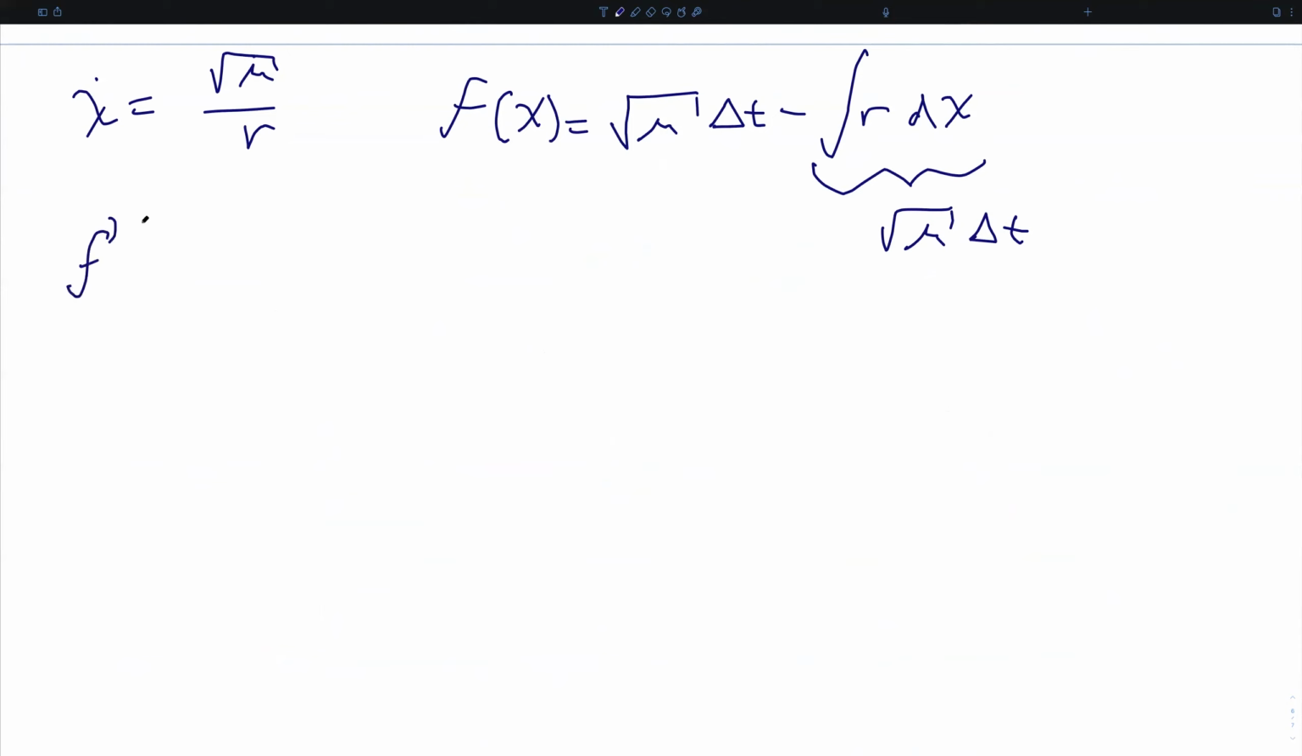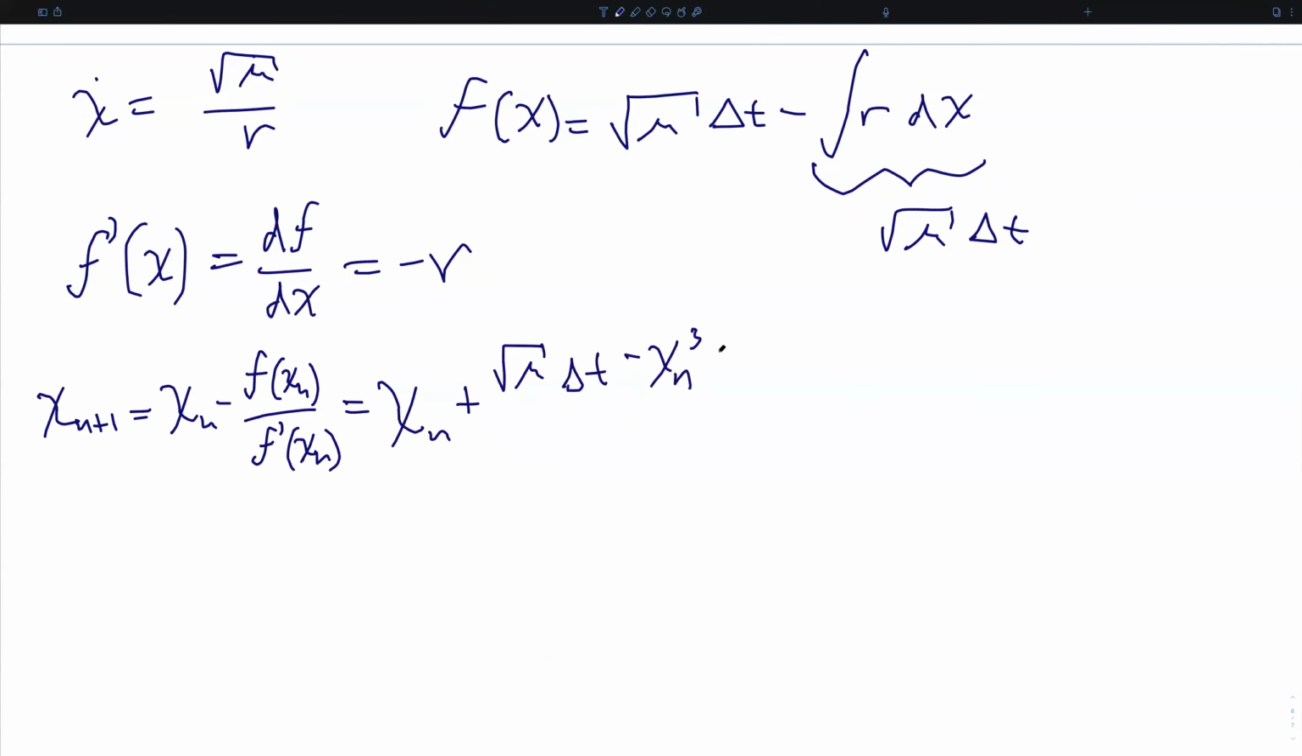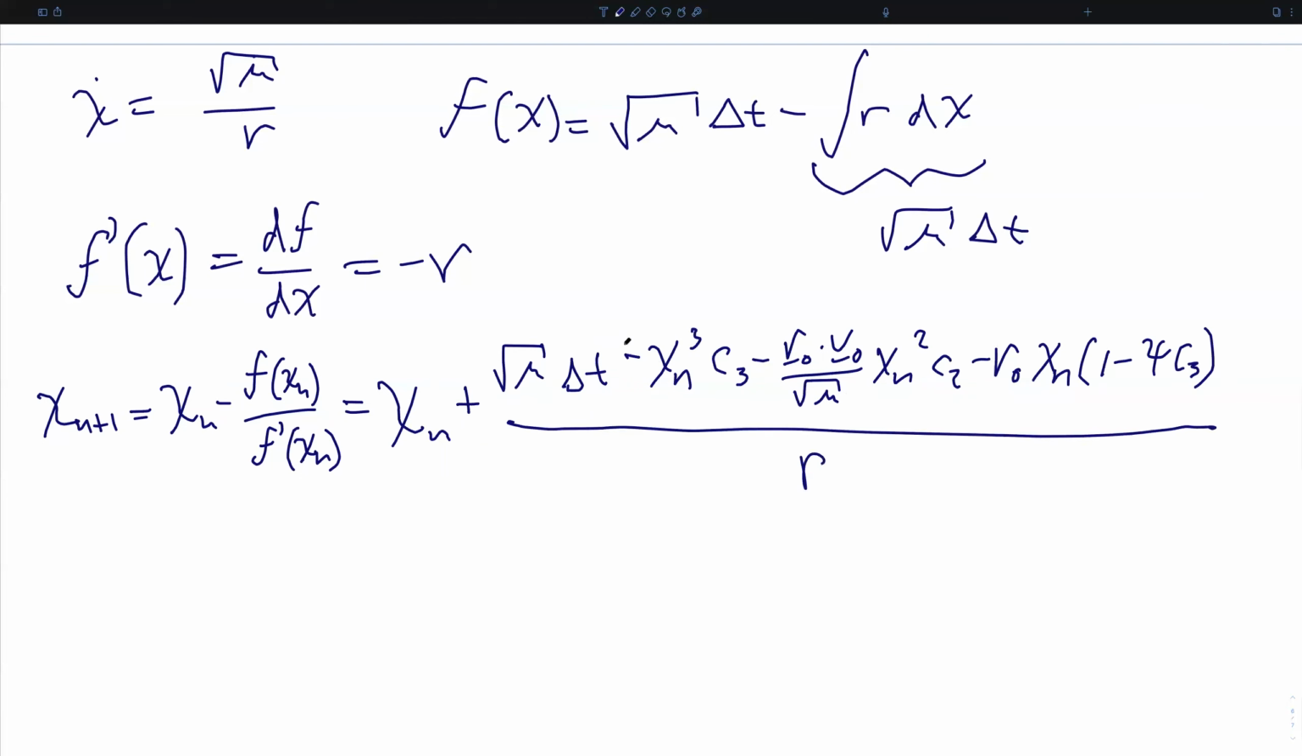So f prime of chi is df d chi, and will just equal negative r, because these are constants, and we are taking the derivative of the antiderivative of r. Therefore, our Newton-Raphson iteration for chi looks like this, where we have just plugged in our previous definitions for these expressions, and the sign here flips because of the negative on the denominator r.